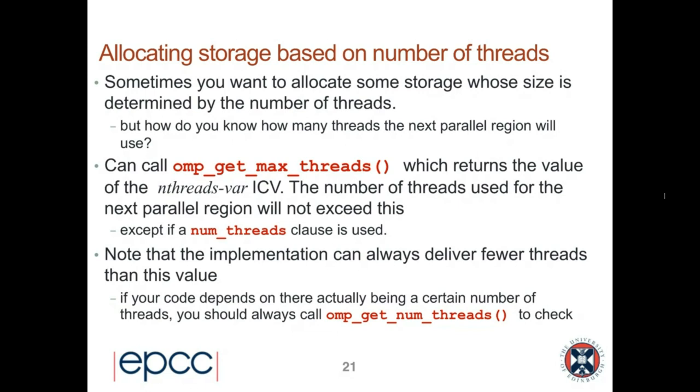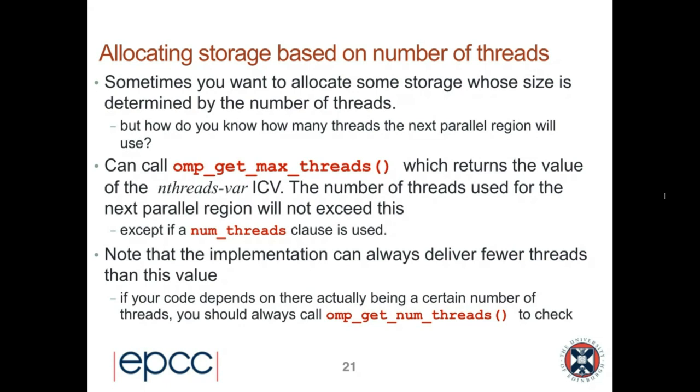However, there is a way out. There is another function you could call here, which is OMP get max threads. What that does is it returns the value of one of what OpenMP calls internal control variables. Essentially, that's an internal piece of state which says, for this given thread, how many threads will the next parallel region that it encounters use? And so you can guarantee that what OMP get max threads returns is the value of this thing, and you know that the number of threads used for the next parallel region encountered by this thread will not exceed that unless you use a num_threads clause.